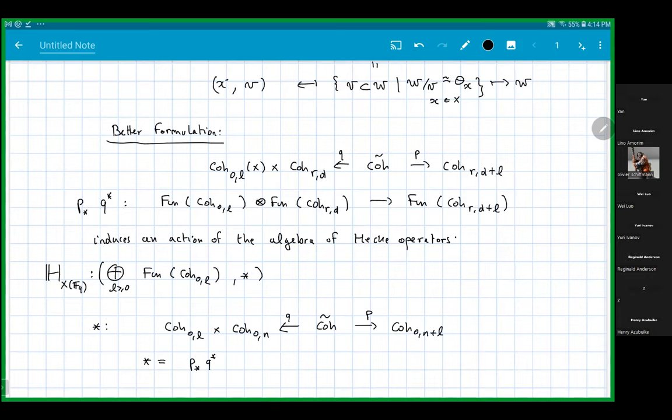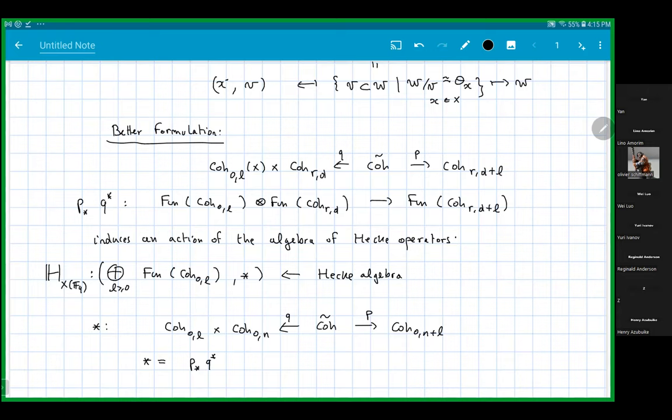So this is what's called the Hecke algebra, the Hecke algebra in the theory of automorphic forms for function fields. Okay, so the algebra formed by functions on the different Coh_0^L, so length L sheaves on your curve, and with this multiplication. Any questions before I change page?